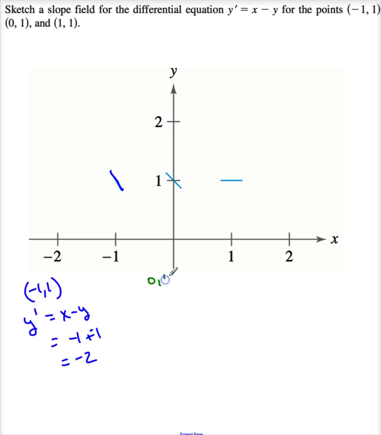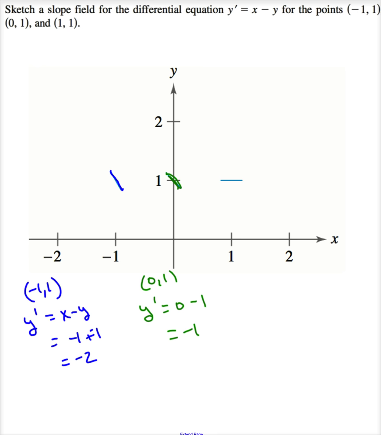Now let's look at the point (0, 1). At (0, 1), y prime equals what? Well, my slope is going to be x minus y, or negative 1. So I come over to the point (0, 1), and I make a short dash that has a slope of about negative 1.